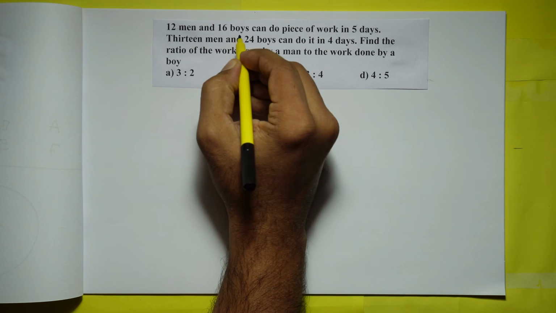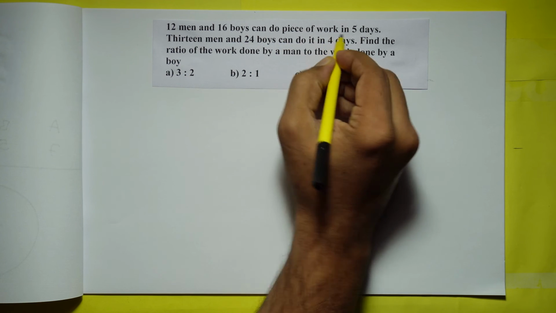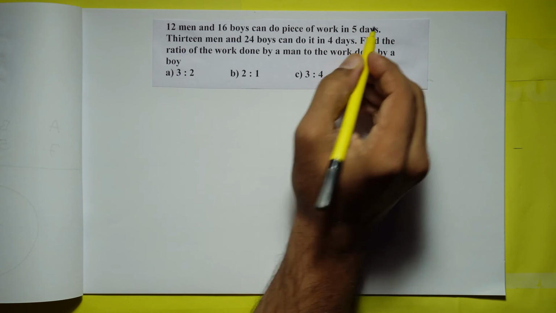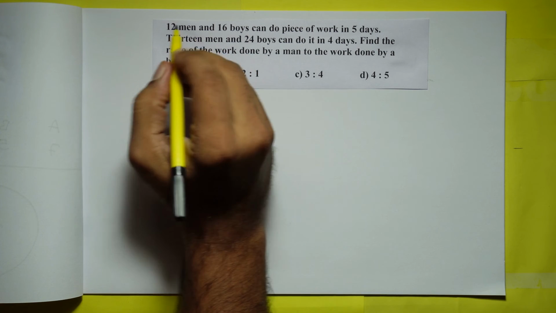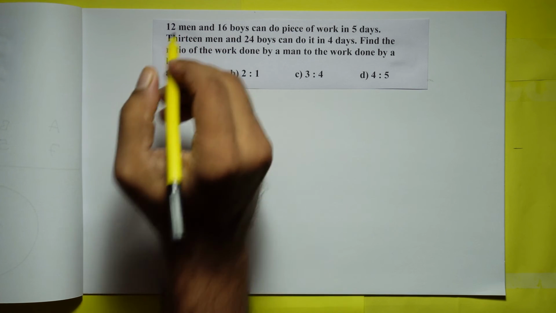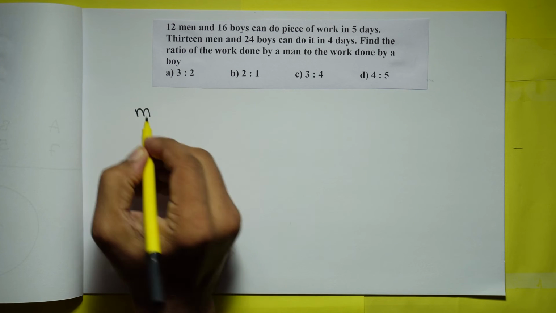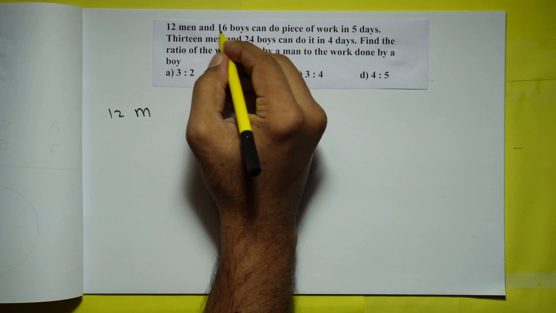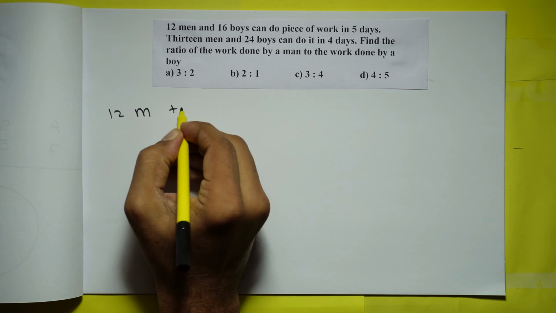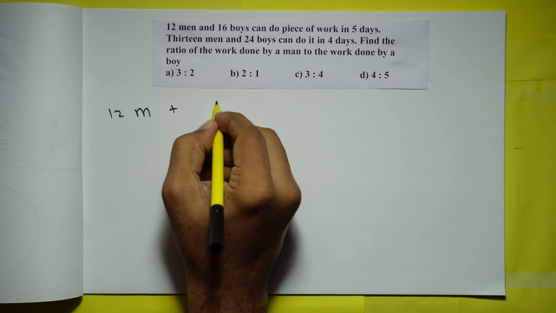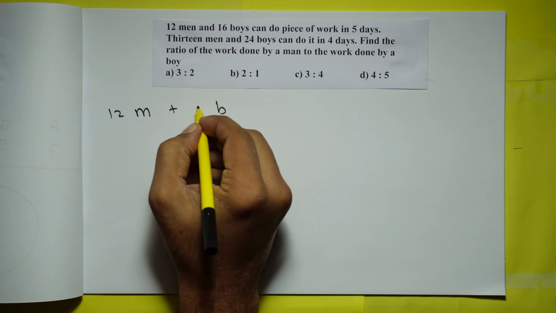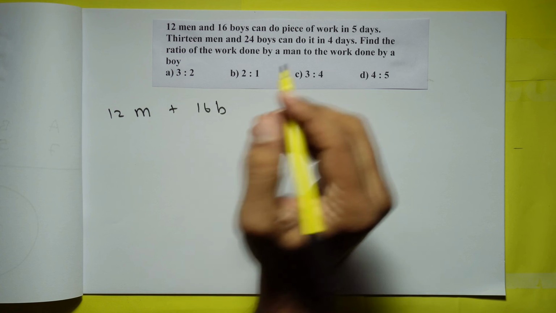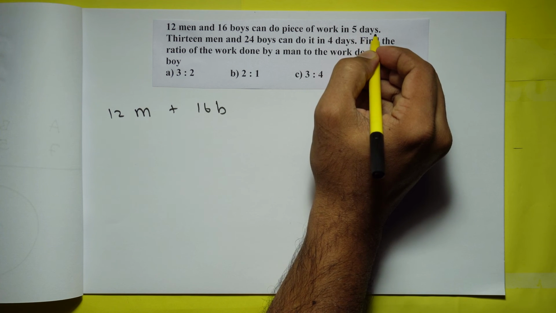12 men and 16 boys can do a piece of work in 5 days. So let us represent that. We will assume that one man in 1 day can do M amount of work. So you have 12 men and 16 boys. We will assume that one boy in 1 day can do B amount of work. And like that 16 boys. They can do a piece of work in 5 days.